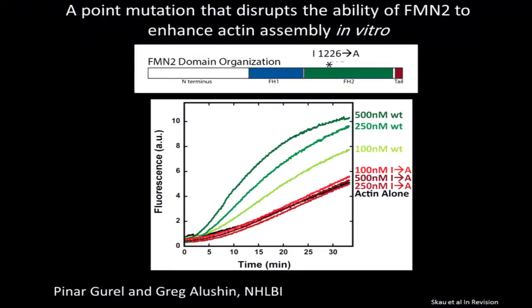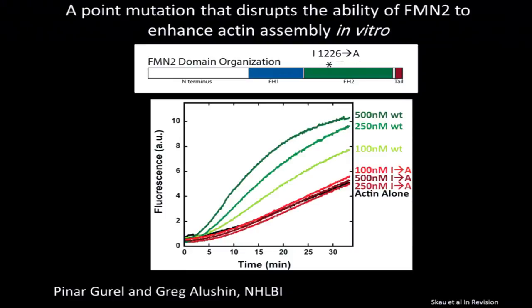And then we made a point mutant. This was done in collaboration with Pinar, who's in Greg Alushin's lab. Pinar used to be in Harry Higgs's lab, so she's also a good formin biochemist, more of a biochemist. Colleen worked a lot on yeast, but based on homology to other known formins, we picked out 2 different amino acids and did point mutations and found this I1226 to A, which has been shown in other formins to kill the nucleation activity.